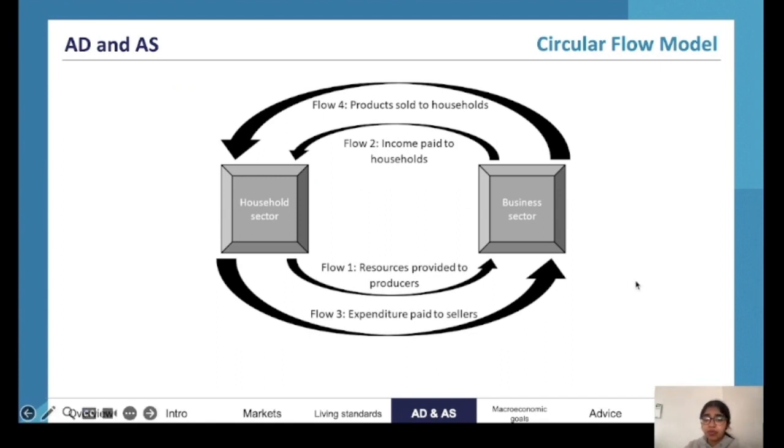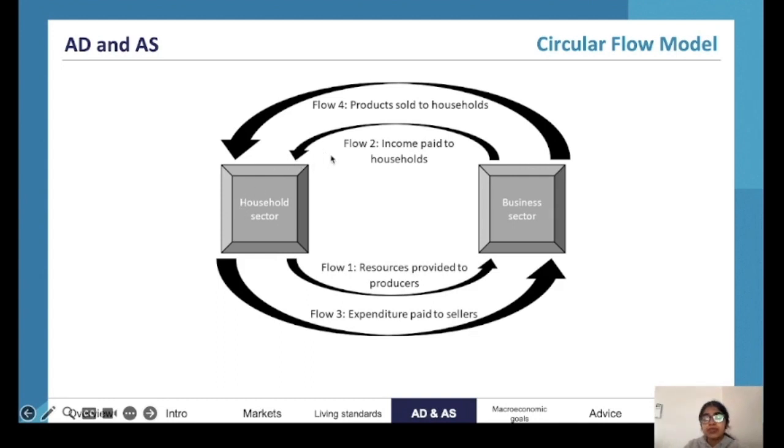It just has four flows. So there's the household sector and the business sector. The first flow tells us that there are resources that are given to producers. So producers get resources from household sectors. So for example, land, labor, households can provide capital as well. And then in return for those, especially labor, there's income paid to households. So, for example, wages, salaries, and so on.